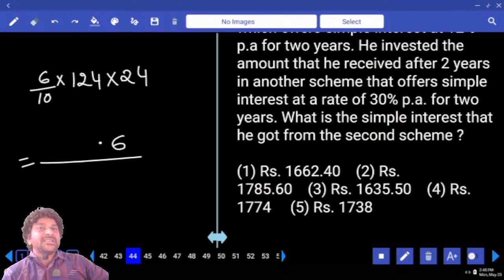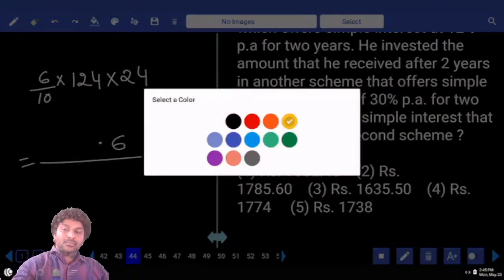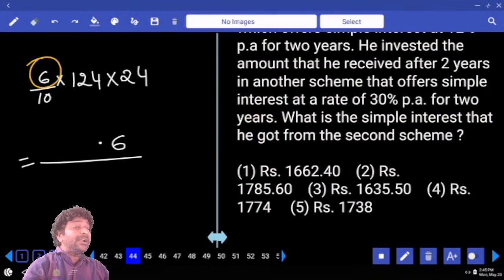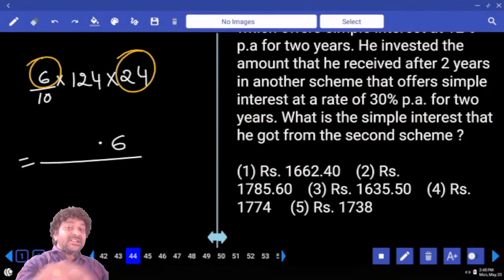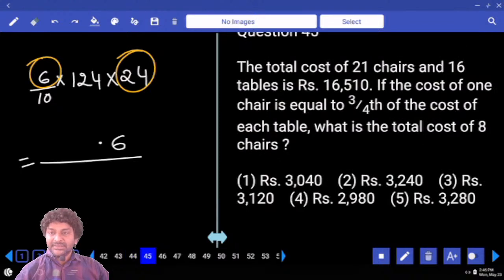If multiple options are there, then what will you do? This is a multiple of 3. This is also a multiple of 3. 3 multiple into 3, that means the answer must be a multiple of 9. Clear?